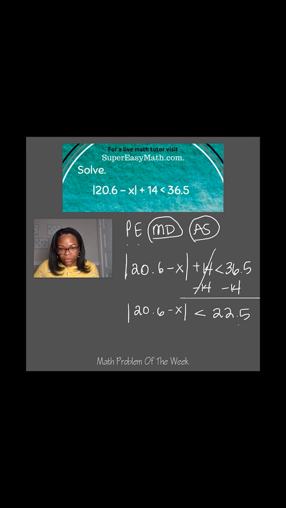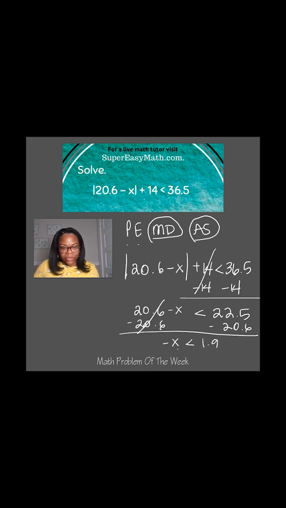Well, now I can drop my absolute value symbols because they're really not doing anything anymore. I know the value of this 20.6 is positive, so I'm going to subtract it from both sides to get the x closer to being fully by itself. I'm going to get rid of this, and then I'm going to leave minus x is less than 1.9.